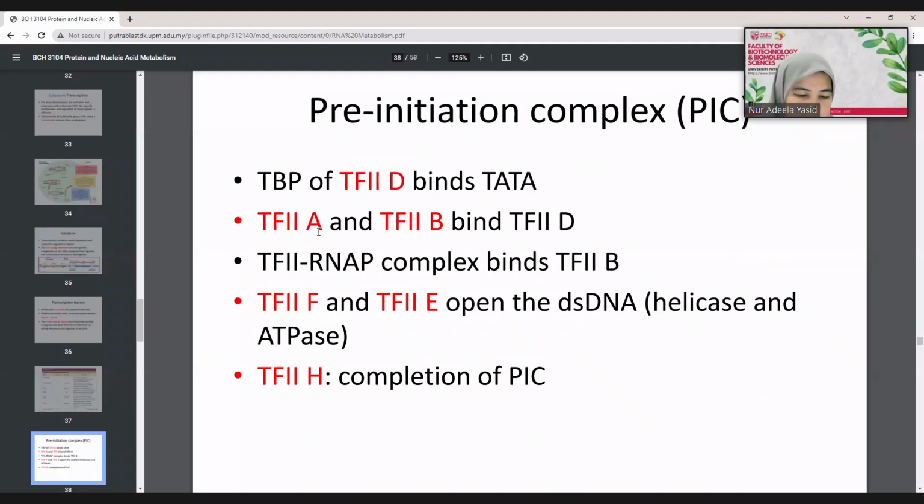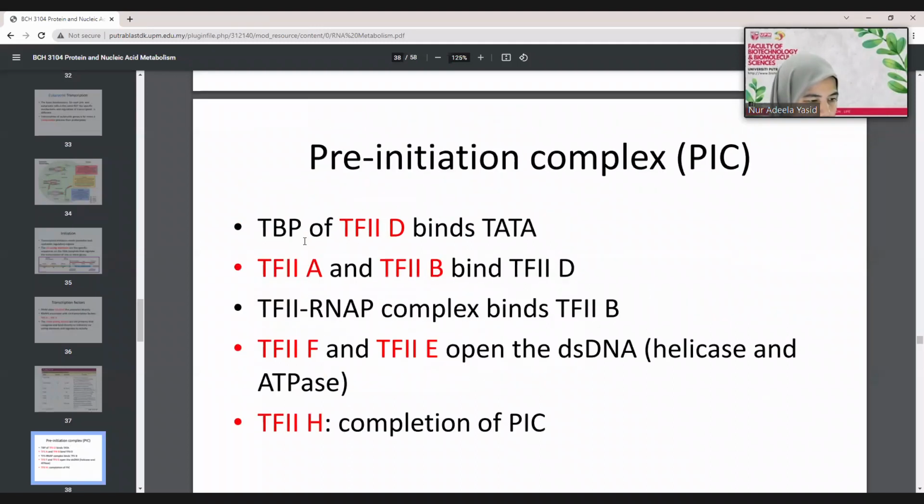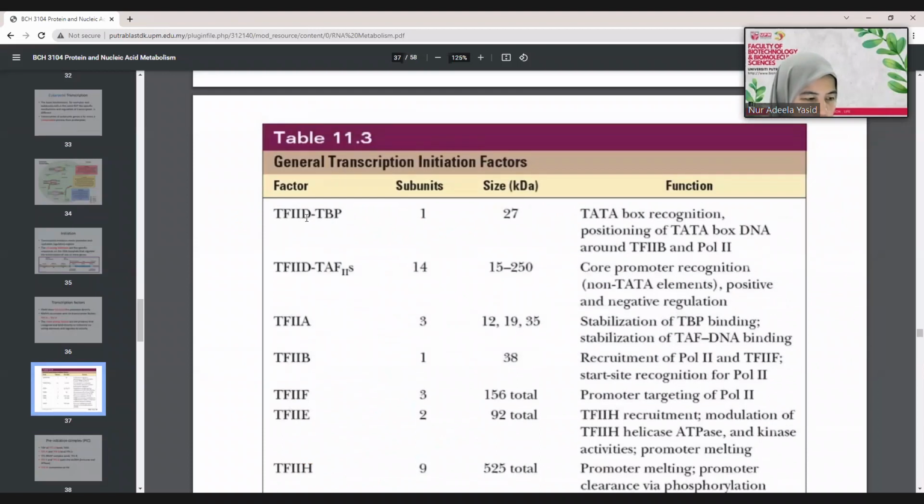Here, transcription factor 2D, this complex recognizes the TATA box of the promoter. So basically, first thing first, what happens is this molecule, the TATA box binding protein, this TBP subunit of TFIID, recognizes the TATA box, so it helps to initiate the assembly of a transcription complex.